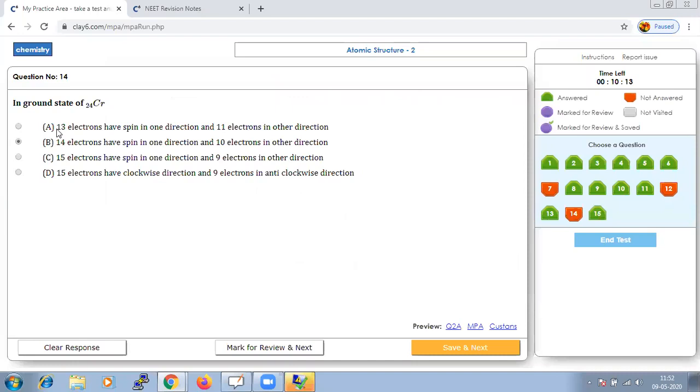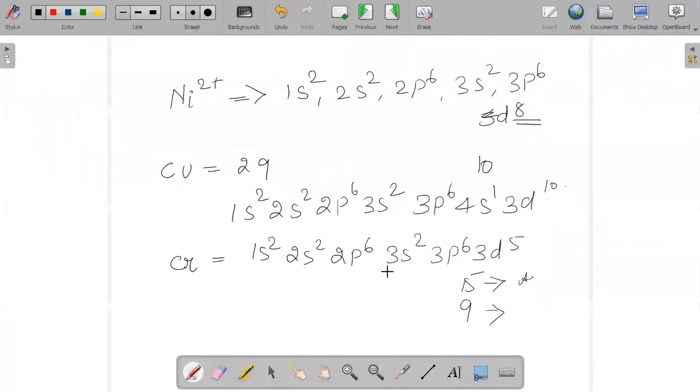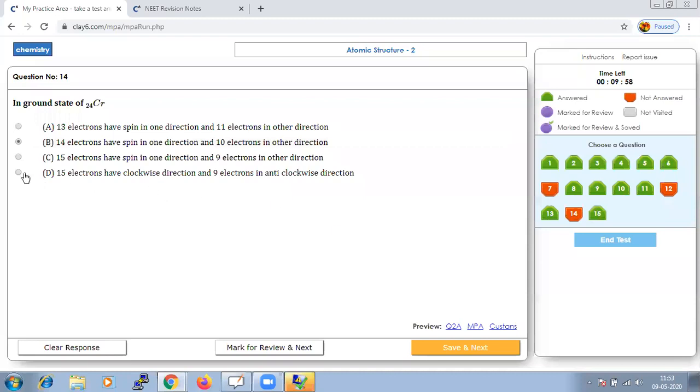They have given here 14 electrons spin in one direction and 10 electrons in the other. But what we have found out is 15 electrons and 9. Hence, from the given options, option C should be right because that gives 15 electrons with spin in one direction and 9 electrons in another direction.